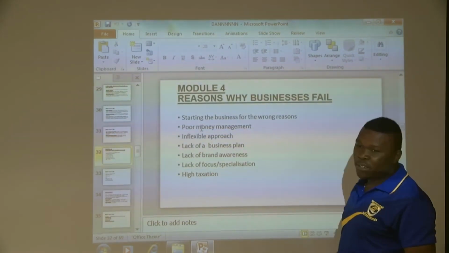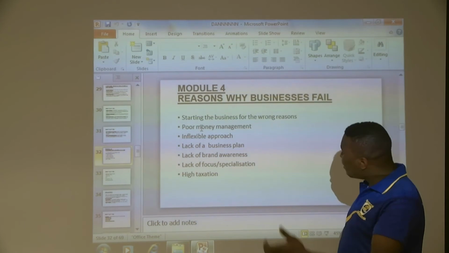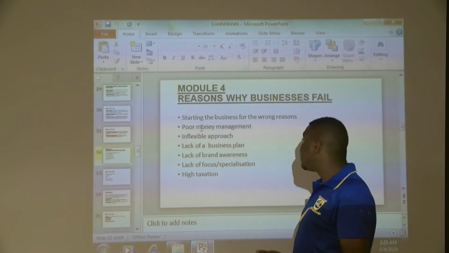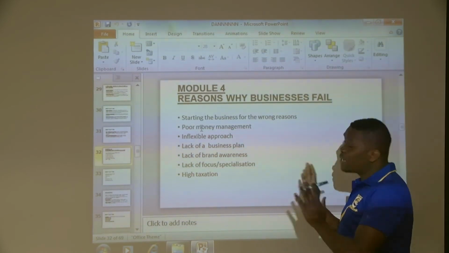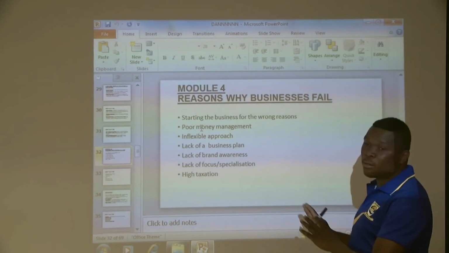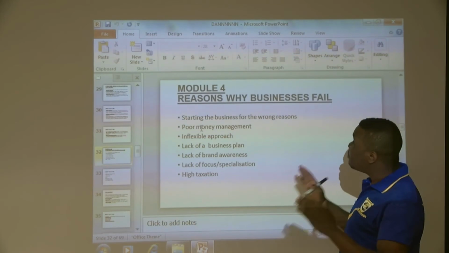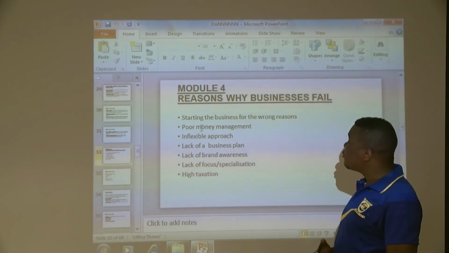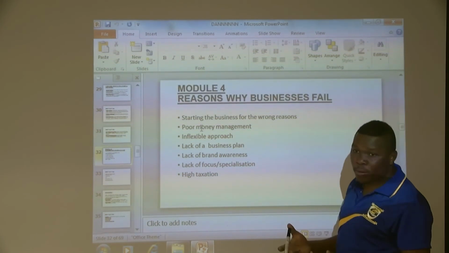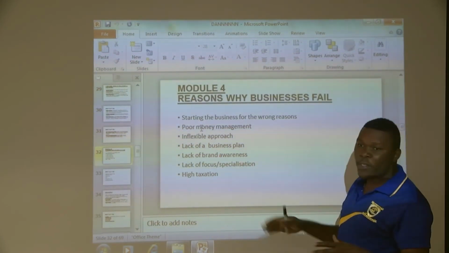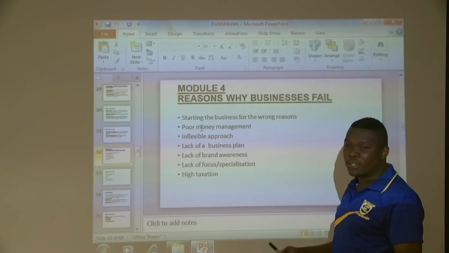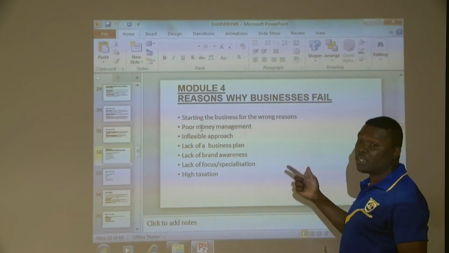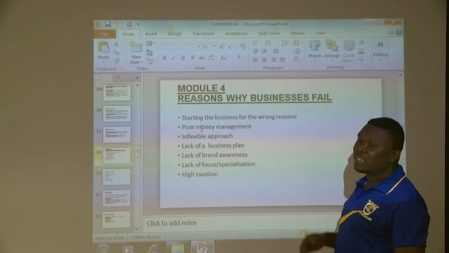Now, next is reasons why businesses fail. We have looked at the different departments and how they carry out their duties or activities. However, let us now look at why businesses fail. Because you wake up and you start a business and you are ascertaining that you will acquire profits and you manage that business for the long term. However, somewhere, somehow, things don't work out and the business collapses. So we are looking at some of those reasons why businesses fail.